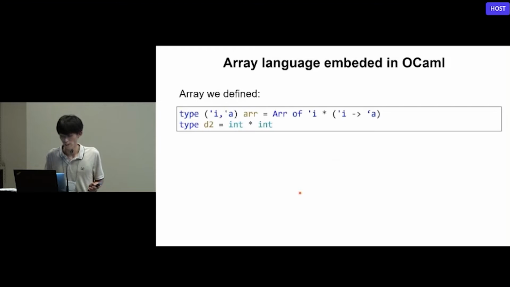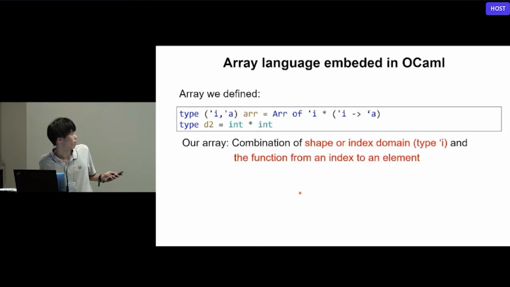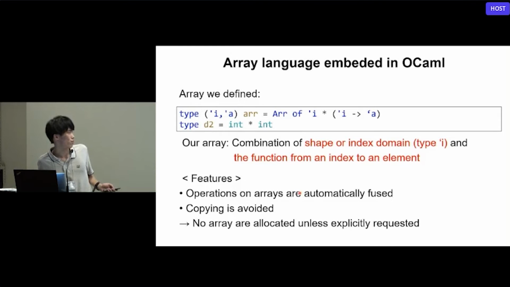So, in our array language, we define the array like this. This is a combination of shape or index domain, represented by type I, and the function from an index to an element. The feature of our array is that operations on arrays are automatically fused and copying is avoided. In fact, no arrays are allocated unless explicitly requested.